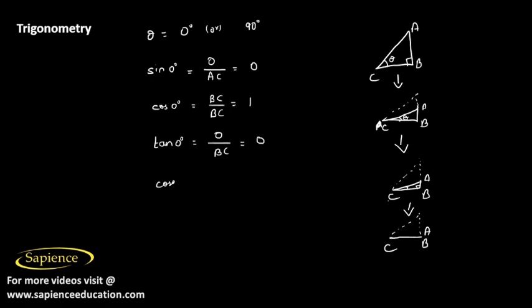Now cosecant of 0 is the inverse of sine 0, which means 1 by 0, that will be infinity, or we can say undefined. Secant 0 is inverse of cos 0, so 1 by 1, which will be equal to 1. And finally cot 0 will be equal to inverse of tan 0, this will also be 1 by 0, which is equal to undefined value.